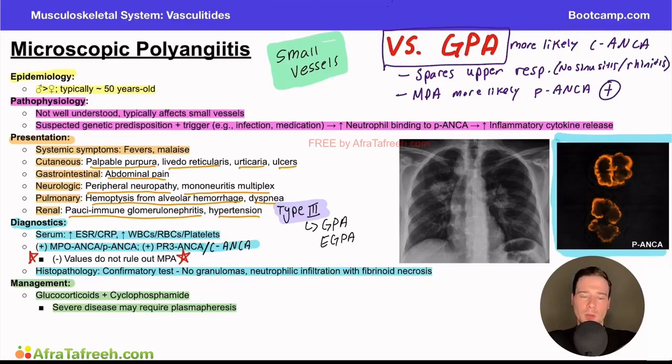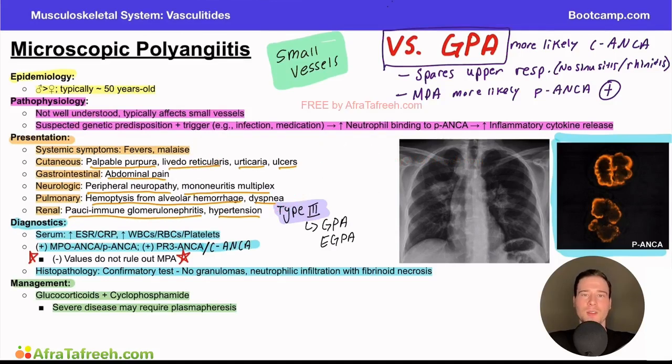So just a quick summary to wrap up this video: microscopic polyangiitis, or MPA, key contrast with GPA, a similar but different condition, is typically going to affect small vessels. It's one of our vasculitides, which causes inflammation of the vascular system. And although the pathophysiology is not well understood, it's going to be related to a genetic predisposition and trigger that leads to vascular inflammation in the body. The presentation can pretty much present anywhere in the body. You can have some systemic signs as well as skin findings, GI findings, neurologic findings, pulmonary findings, and renal findings.